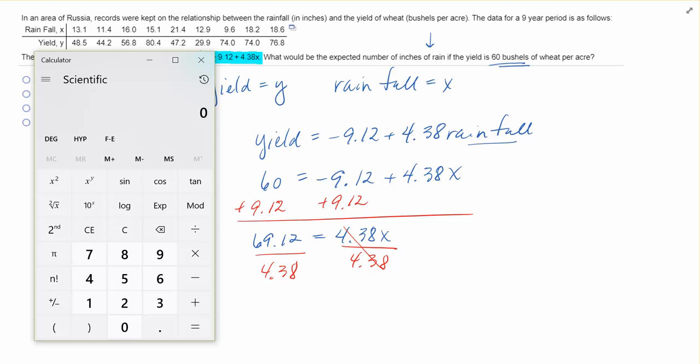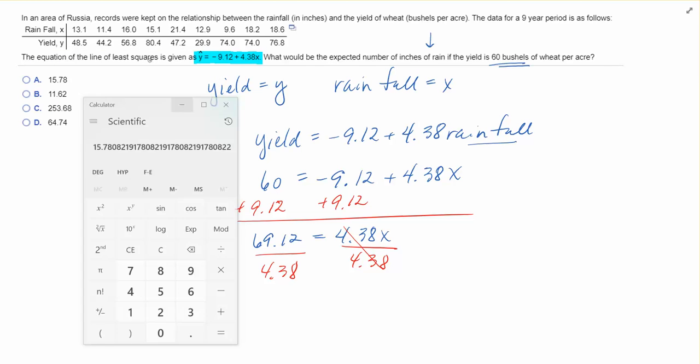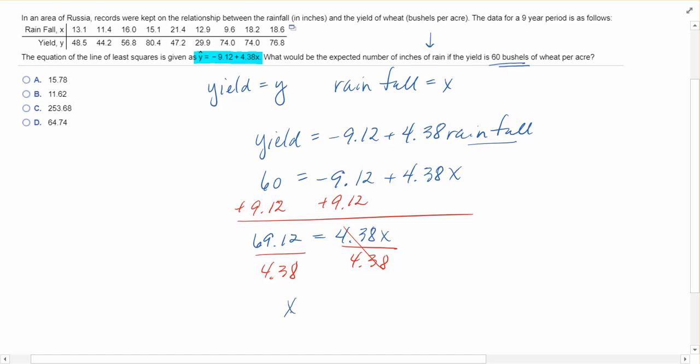So I'm going to take 69.12, I'm going to divide that by 4.38, and I find out that that number is about 15.78. So we would expect to have approximately 15.78 inches of rainfall, which would be this value right here, for a yield of 60 bushels of wheat.